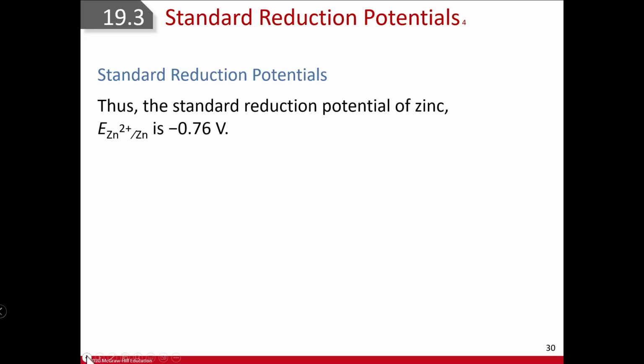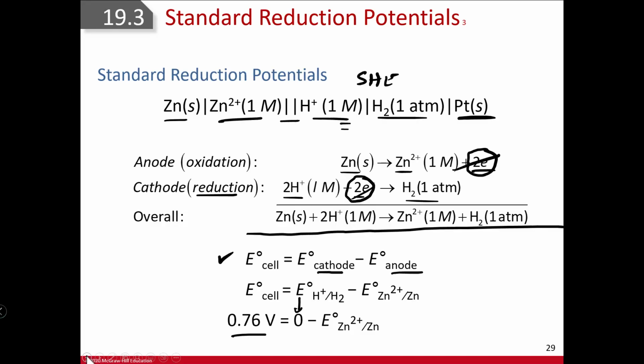All right, so let's go back. This was a positive. This is 0. This is negative. I moved the negative over to the other side. And so the standard cell potential for the zinc being oxidized to zinc 2 positive is negative 0.76.